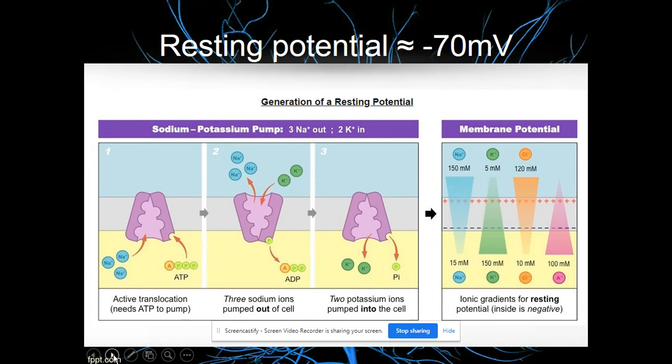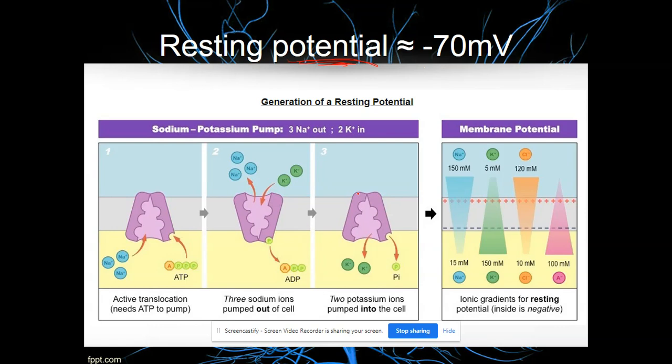So what exactly is happening at these nodes of Ranvier? Well, first, we're getting to what we call the resting potential. A lot of physics, electricity stuff going on here in our nerve cells. So some interesting crossover between bio and physics. Our nerve cells are going to start at a resting potential, an electrical potential of about negative 70 millivolts.